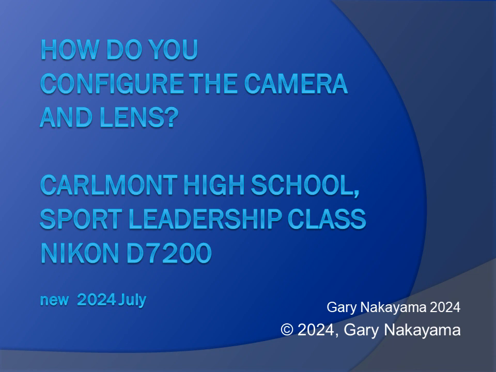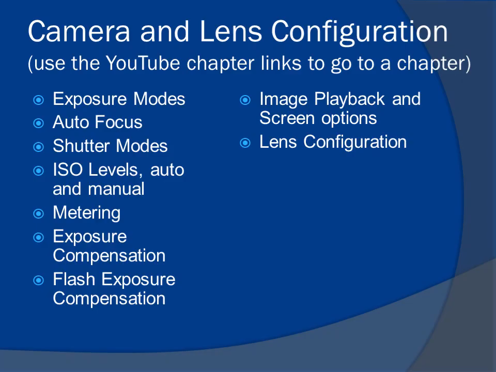How do you configure the camera and lens? For the Carlmont High School Sports Leadership class, Nikon D7200. Camera and lens configuration. Please use the YouTube chapter links to go to a chapter.